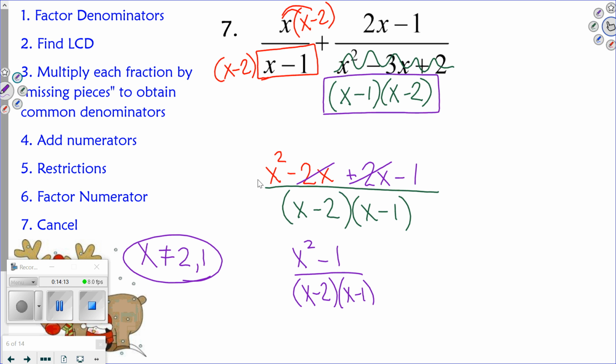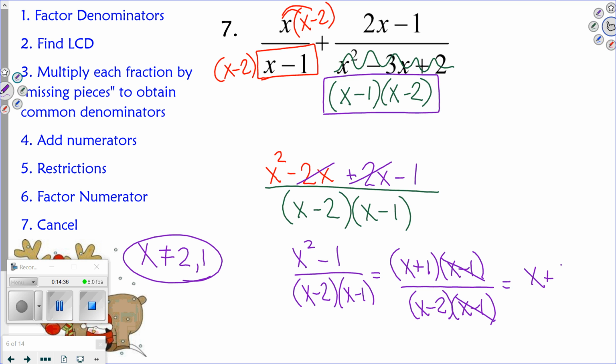Step 6, does the numerator factor? That's x plus 1, x minus 1. And then the last step, does anything cancel? Yes, the x minus 1's cancel. So it's going to be x plus 1 over x minus 2. Ooh, can I cancel the x's? No. How about the plus or minus? Can't touch them.